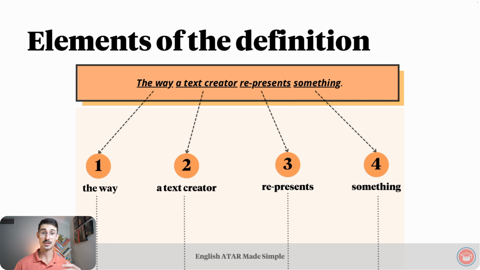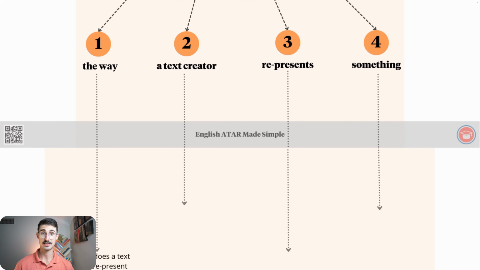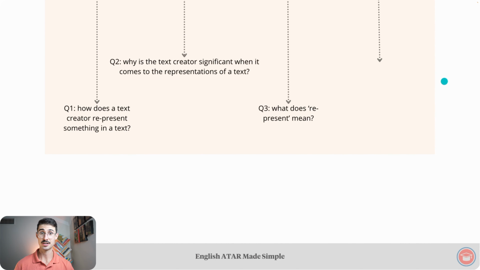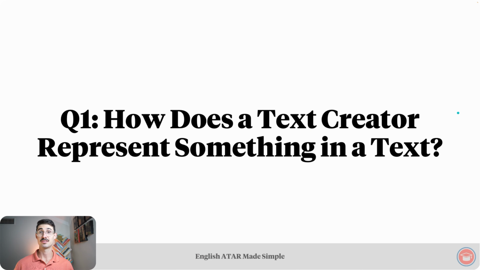Now let's check out the questions that each element raises. Firstly, number 1 is how does a text creator represent something in a text? Then, why is the text creator significant when it comes to the representations of a text? Third question, what does represent mean? Fourth question, what can be represented? If you know the answer to each one of these questions, then you understand this concept of representation in English ATAR. Let's start off by answering the first question, which is how does a text creator represent something in a text?